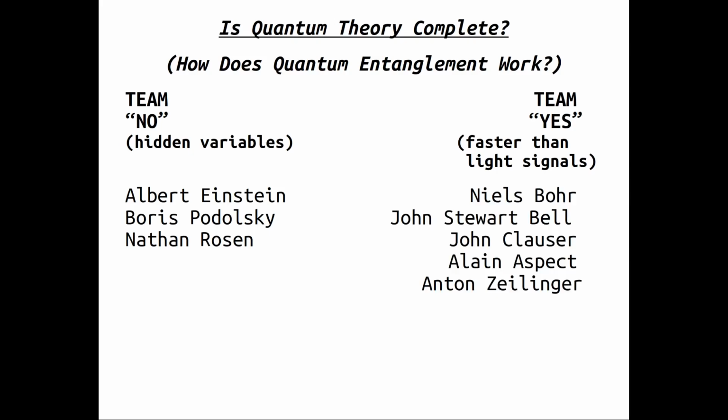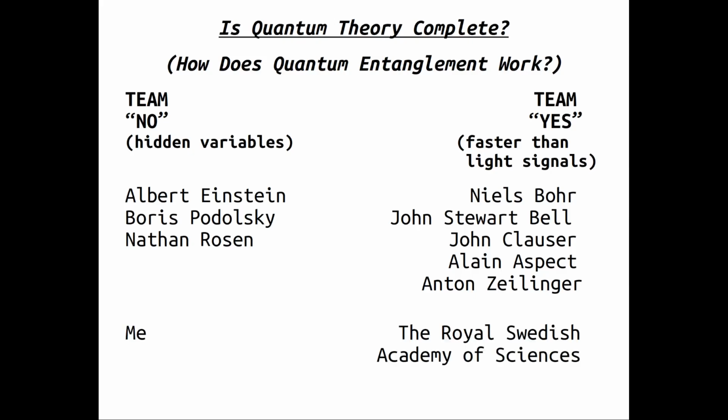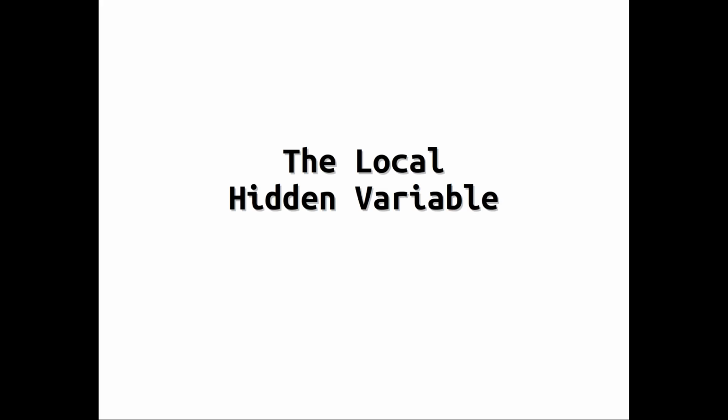Now, Team Yes, consisting of Niels Bohr, John Stuart Bell, and the three recipients of the Nobel Prize, say that yes, quantum theory is complete and that quantum entanglement works by faster-than-light signals. And we now see the two newest members, the Royal Swedish Academy of Sciences for Team Yes, and me for Team No. And this video lays out my reasoning. So the first thing I'd like to do is to show you the local hidden variable for light. The local hidden variable that no one has identified until now.